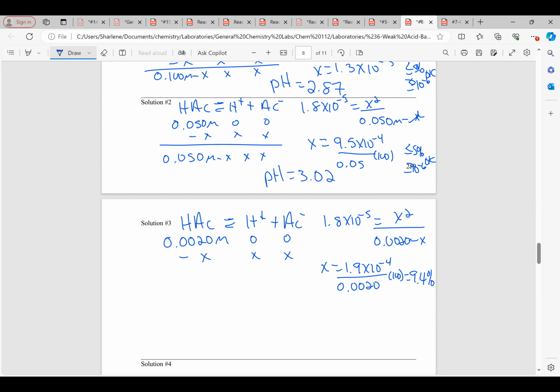I am so dilute that ignoring this X now is a no-no. Okay, it's a no-no. All right, we can either go back and do the quadratic, or we could do successive approximations. Whichever you want to do, but I'm going to do the successive, which means I take the answer that I get and I subtract it from my initial concentration.